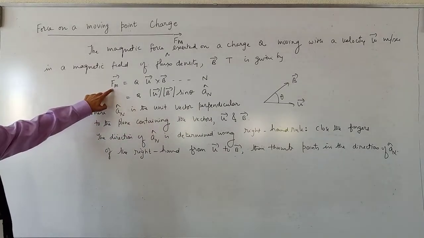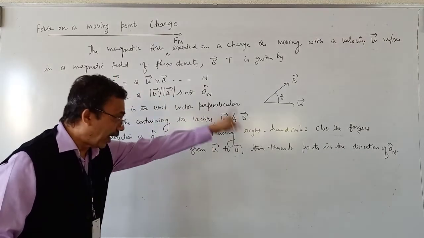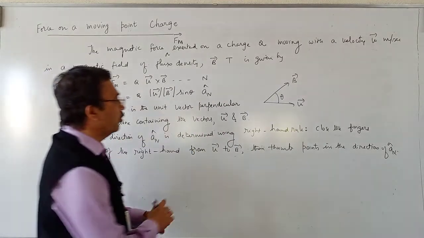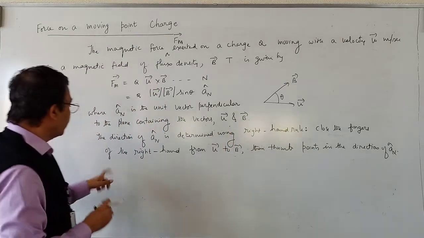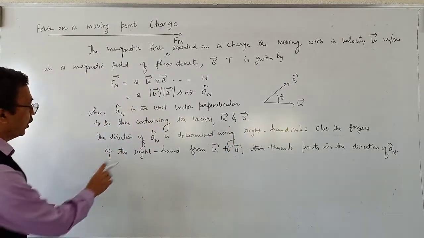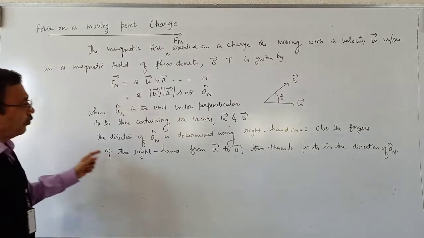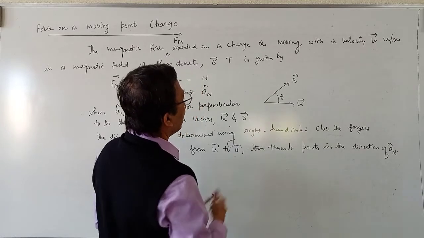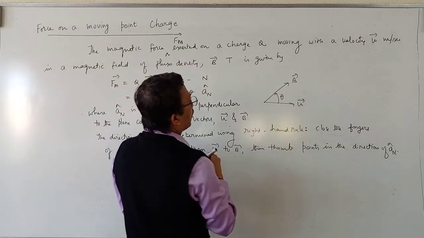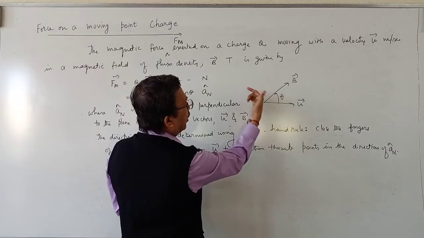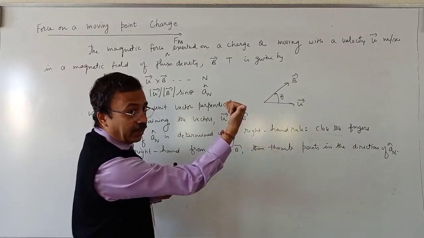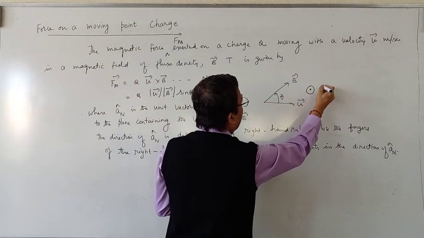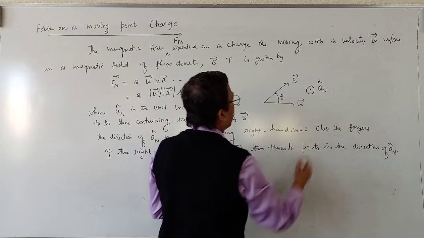That means vector Fm is perpendicular to vector u as well as to vector B. The direction of a n cap is determined using right hand rule. Close the fingers of the right hand from vector u to vector B, and thumb indicates in the direction of a n cap. Here from vector u to vector B, we are moving in which direction? Anti-clockwise. Close the fingers of the right hand in the anti-clockwise direction. Thumb is coming out. Therefore, in this case, this is the direction of unit vector a n cap.